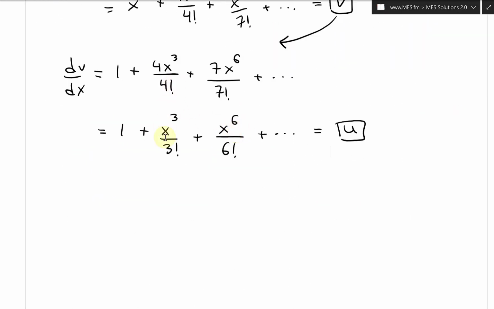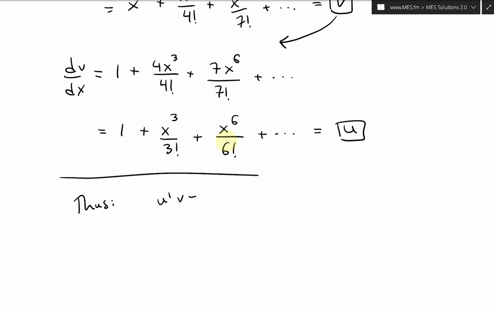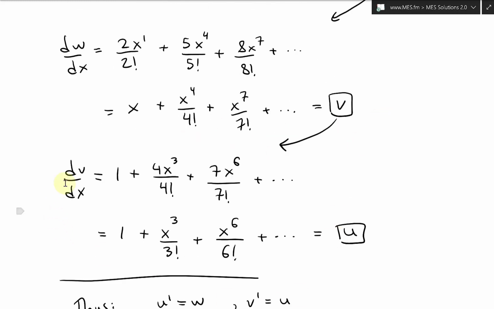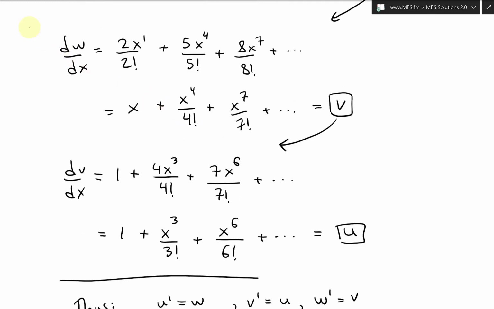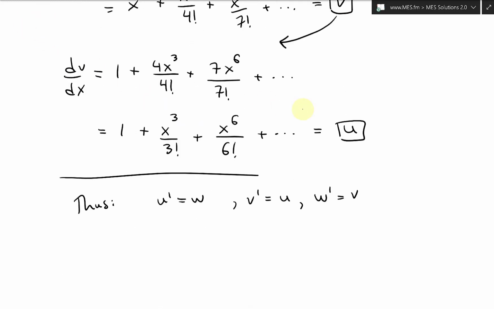All right, so going back here. So u is 1 plus x cubed divided by 3 factorial plus x to the 6 divided by 6 factorial, and so on. Thus, put it all together. We have u prime, or the derivative, is equal to w, and then v prime is equal to u, so this derivative dv over dx, just write it as v prime. And then finally, w prime is equal to v. So yes, that is what we have.